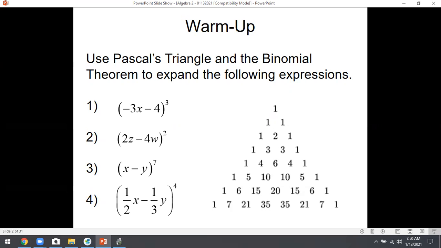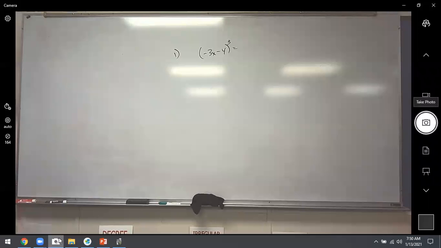All right, let's dive in and do some Pascal's triangle and binomial expansion theorems and all that kind of jazz. Here we go. Number one today is asking you to expand negative 3x minus 4. They're both negative, so the negative 3x is negative and the negative 4 is negative as well. And that's raised to the third power.